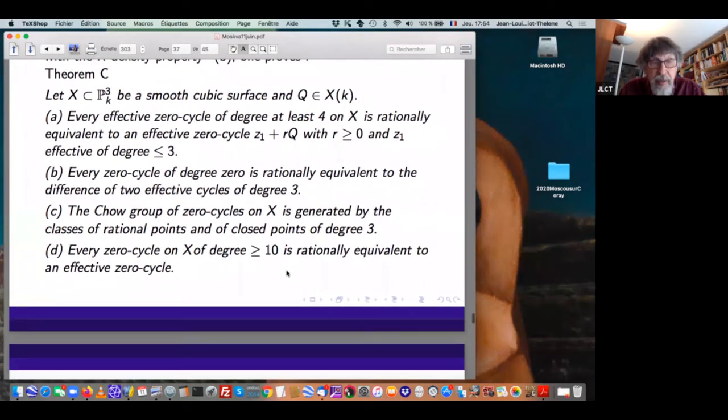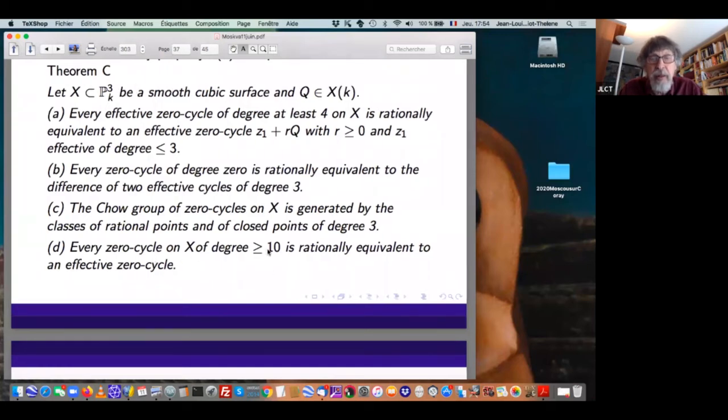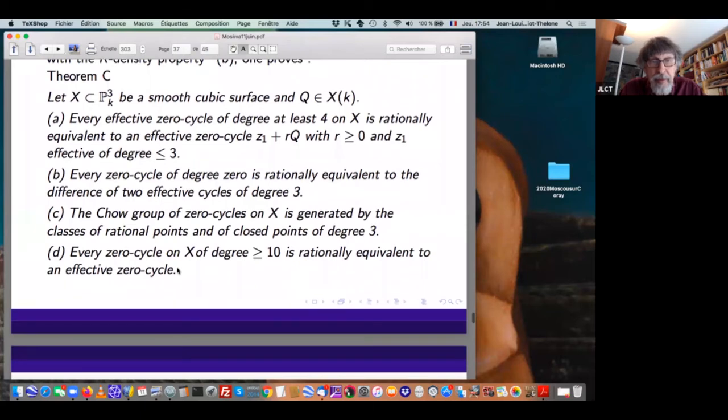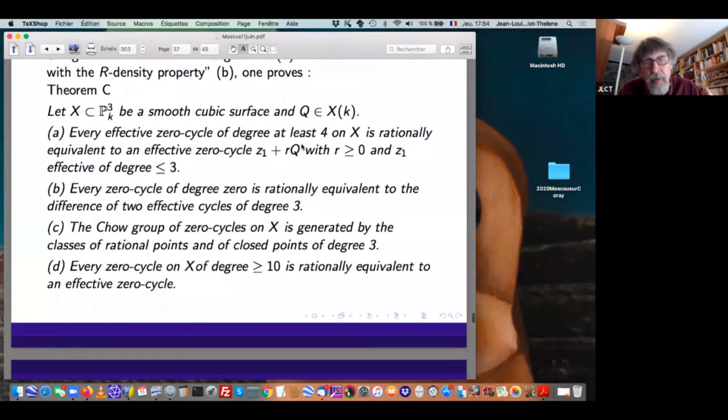And then there's statement D, which doesn't follow readily from the first ones, which is that every zero cycle on X of degree at least 10, not necessarily effective, is rationally equivalent to an effective zero cycle. The idea in the proof is the same as in Colliot-Thélène's proof. You start with your effective zero cycle with degree at least 4, and you have your rational point at your disposal. So you find a hypersurface of degree as small as possible going through your effective cycle and through the rational point. Because you have a rational point, you can do better than you could do with a point of degree 3 in Colliot-Thélène's argument.